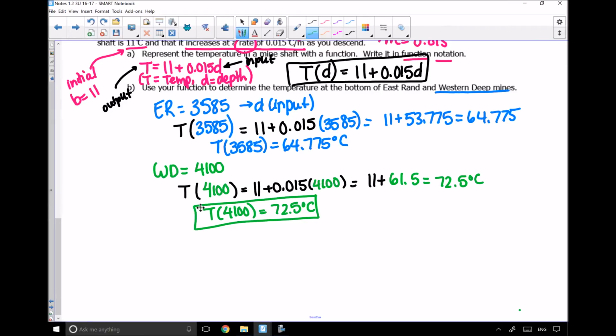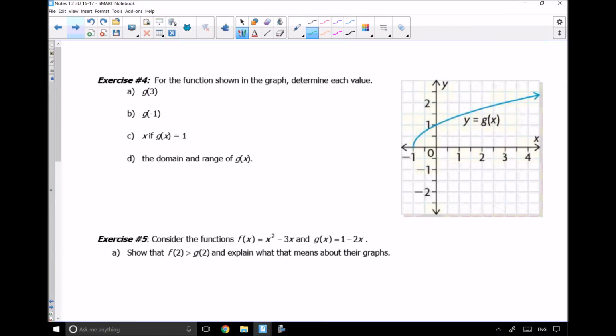All right, on the next page, if you take a look at exercise number 4, it says for the function shown in the graph, determine each value. So let me just remind you that y is equal to f of x, but this time it's g of x, but it's essentially the same thing. And don't forget that y is your output, x is your input, and f is just your rule.